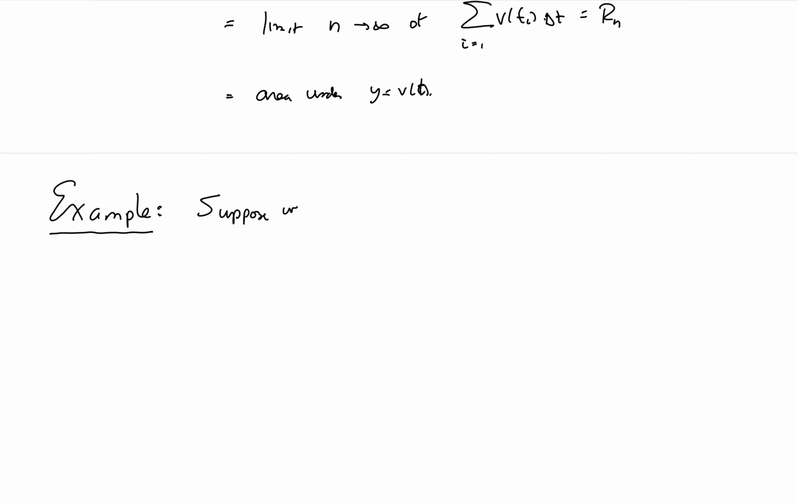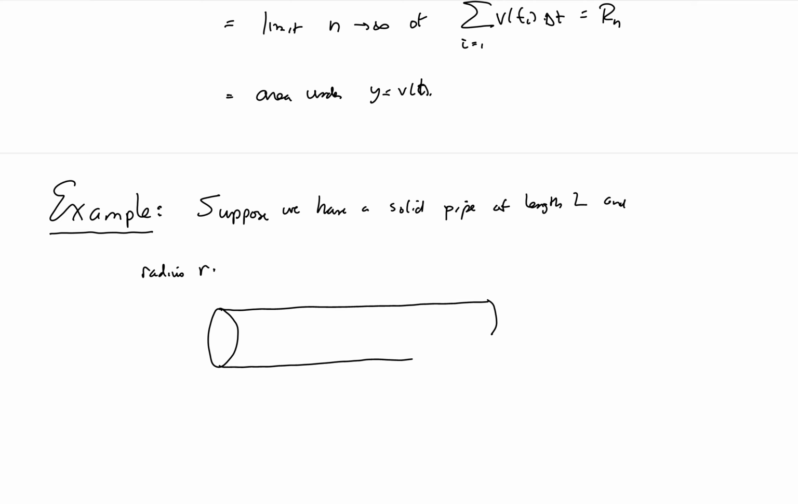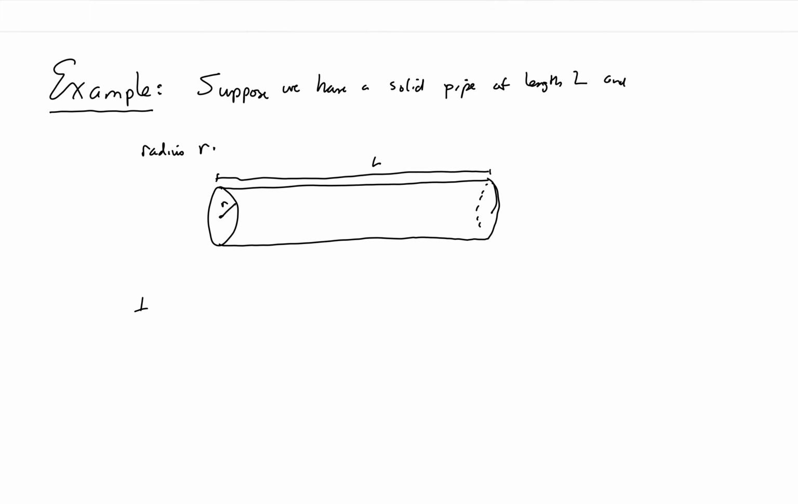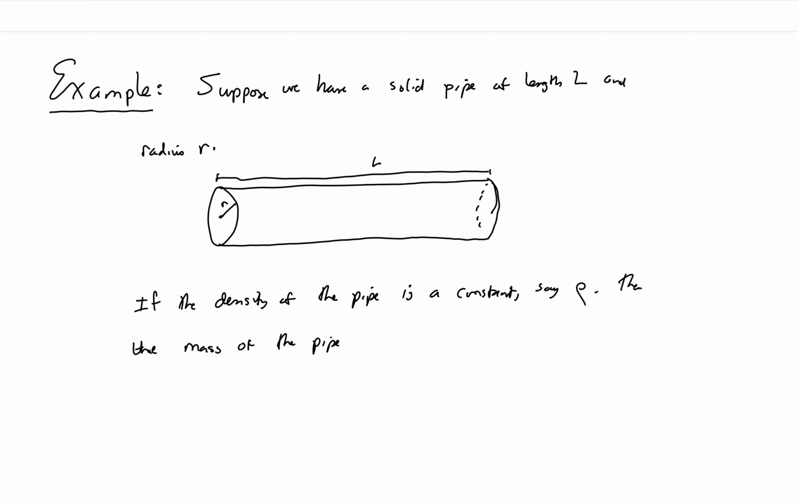So let's suppose we have a solid pipe of length, say L, and radius r. So just something like this. Okay, and so the radius here is little r, and this length here is L. So if the density of the pipe is a constant, say rho, then the mass of the pipe is just the density times the volume, which in this case is rho pi r squared L.